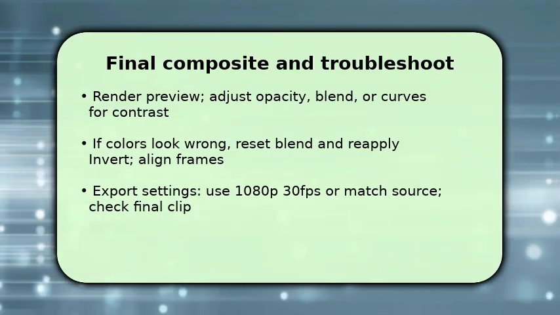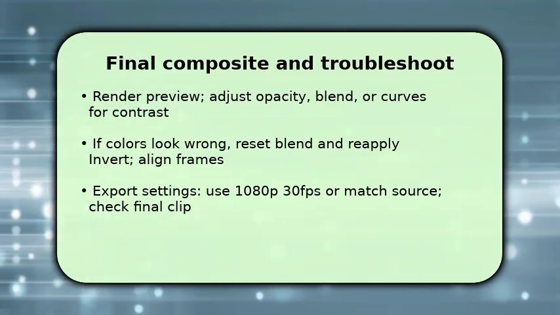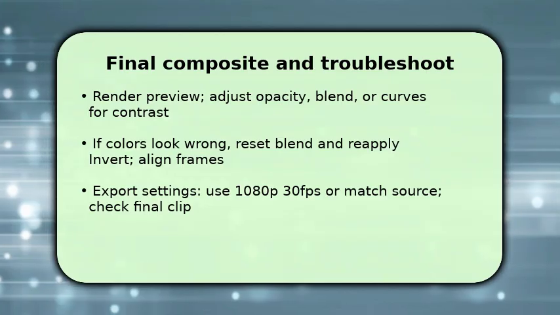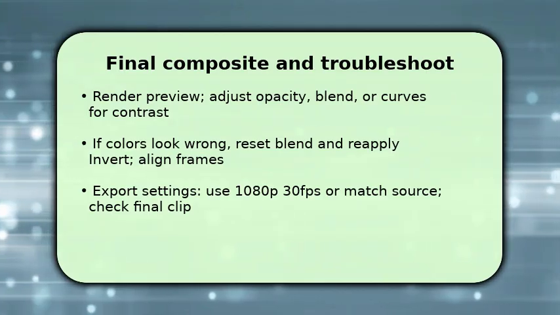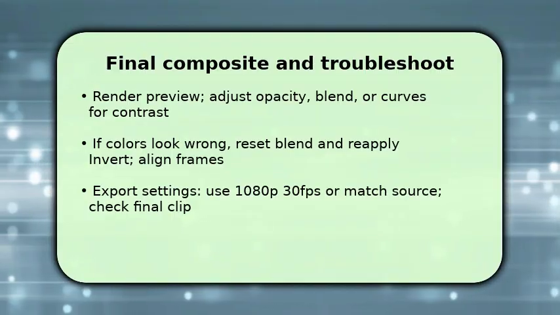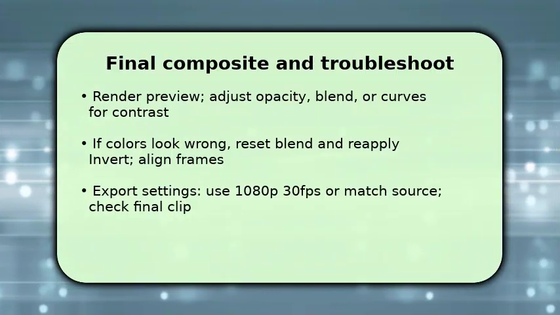If something breaks, colors glitch, or the mask misaligns, reset the top layer, reapply the invert operation, and confirm perfect frame alignment. That single misaligned pixel usually causes the visible failure.